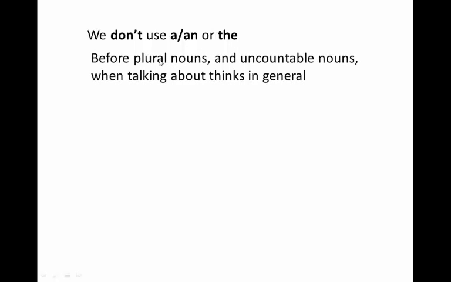Sometimes we don't use a, an, or the. Sometimes you might want to use it, but it's best not to use it. Sometimes we don't use them before plural nouns and before uncountable nouns, when talking about things in general. Things in general. I like apples. Which apples? Any apples, apples in general. Milk is good for you. Not saying this milk or that milk, but milk in general is good for you.